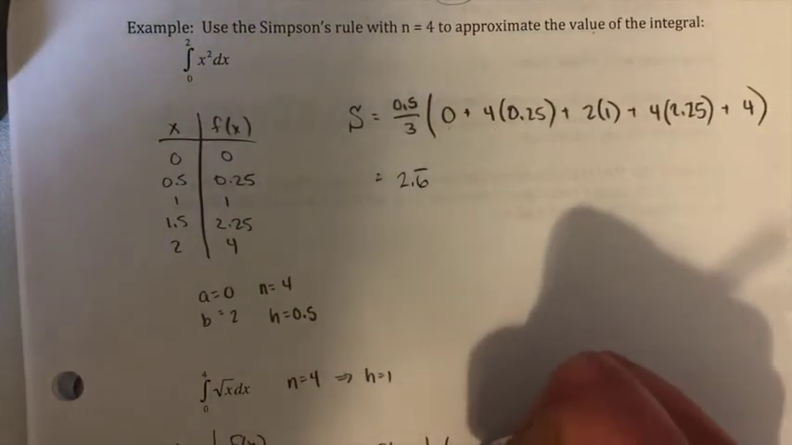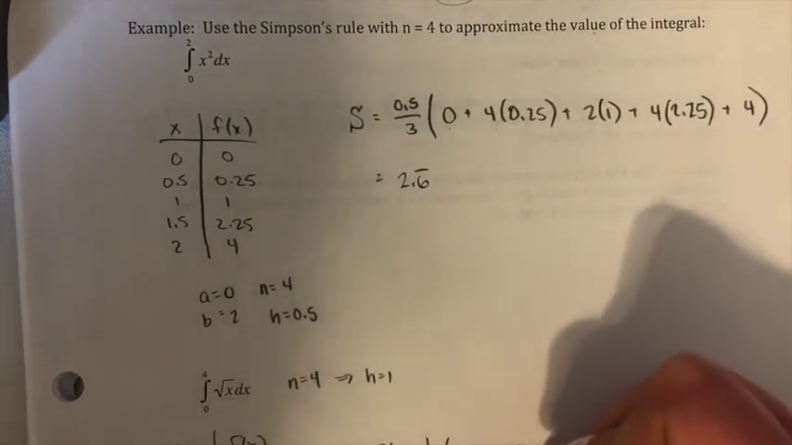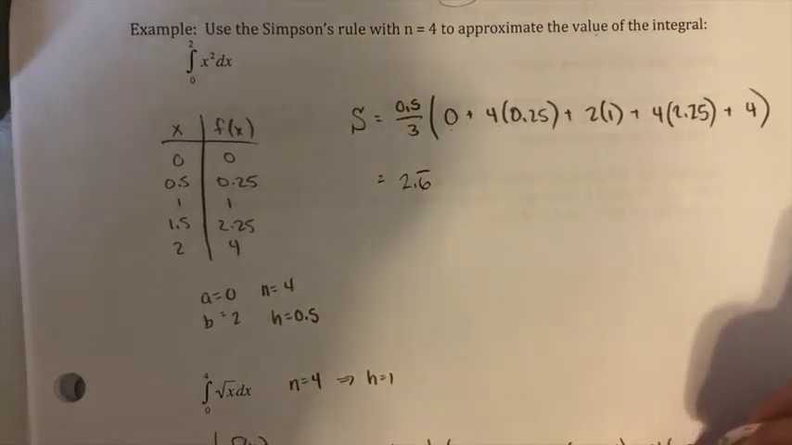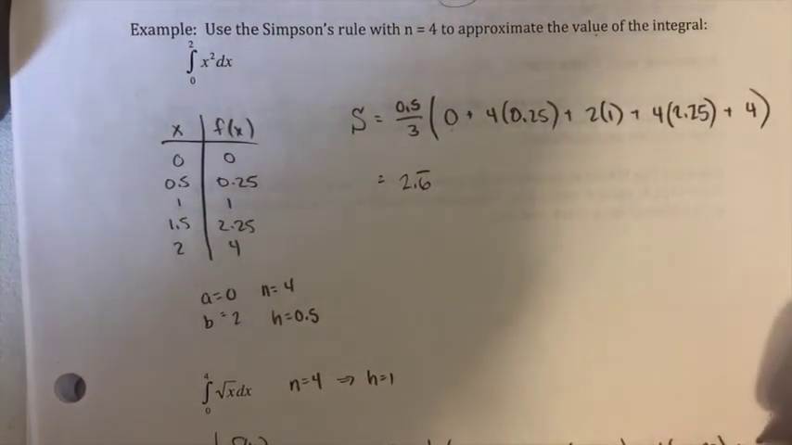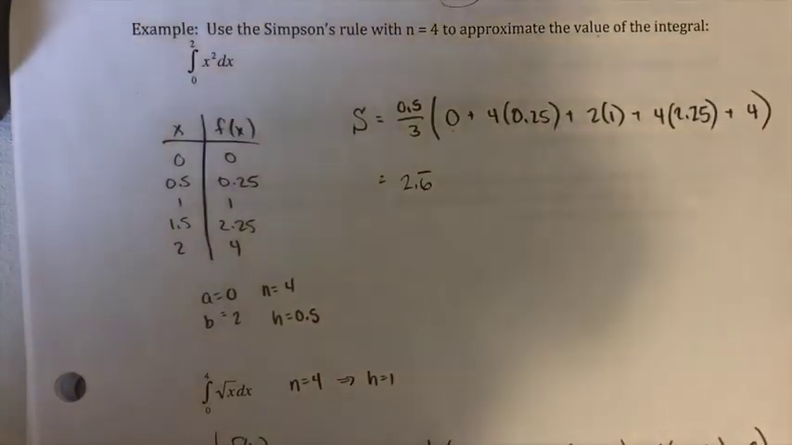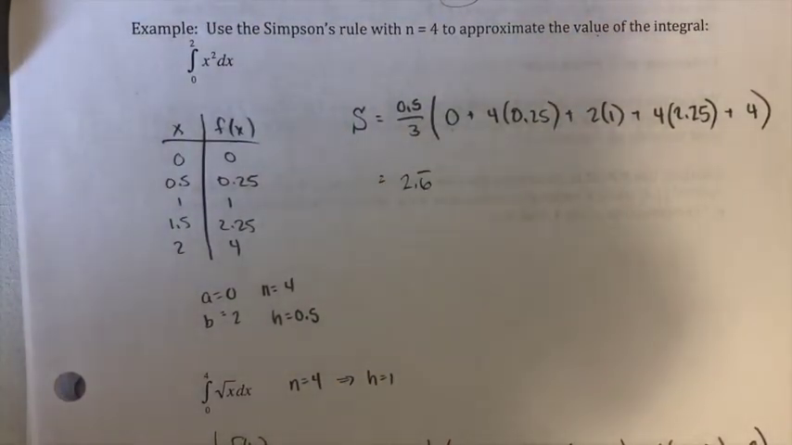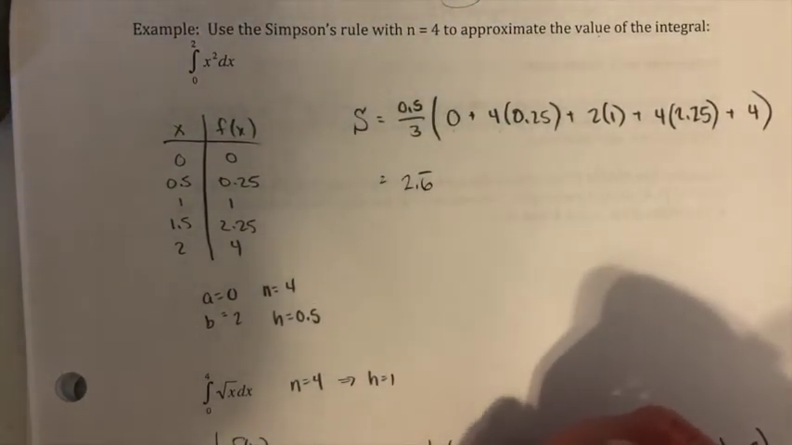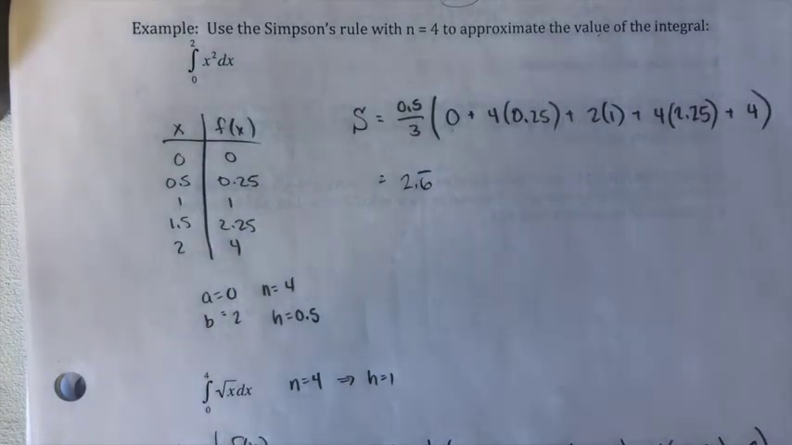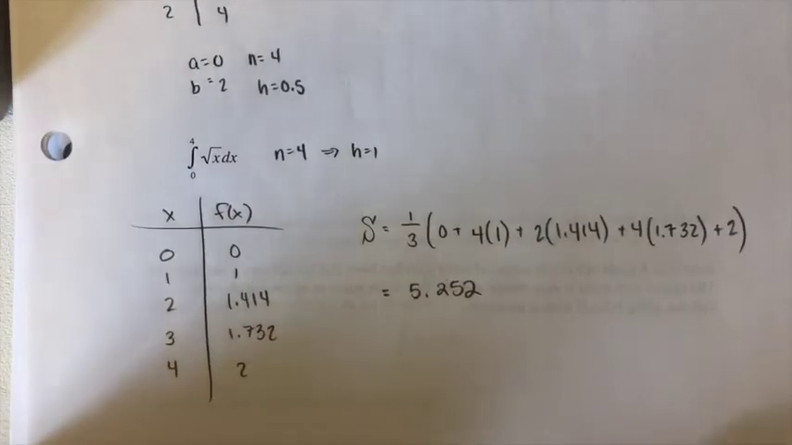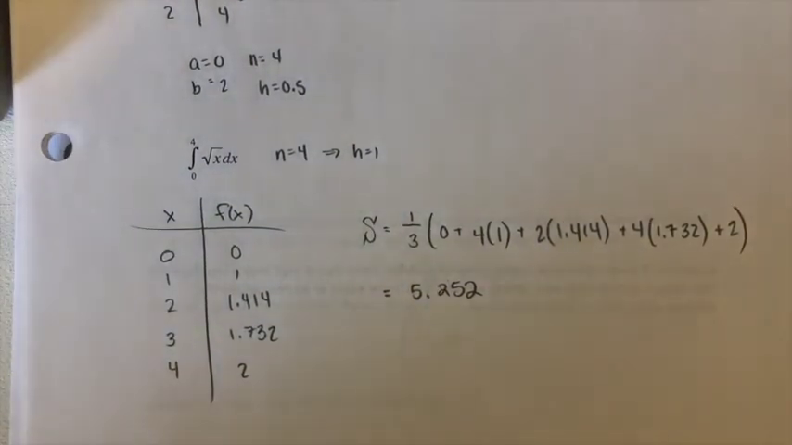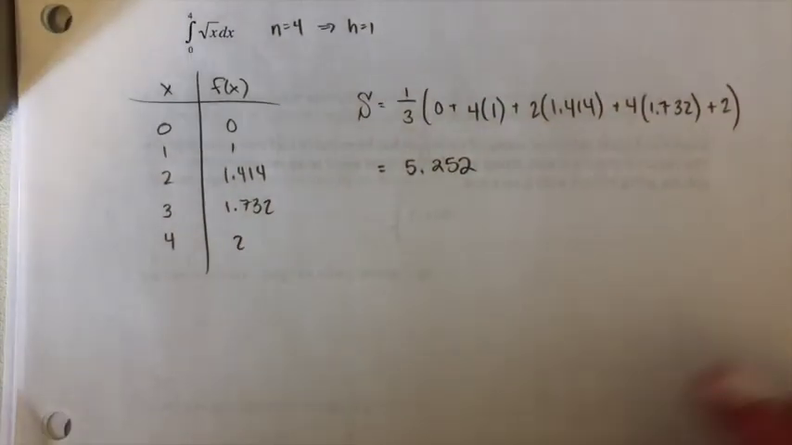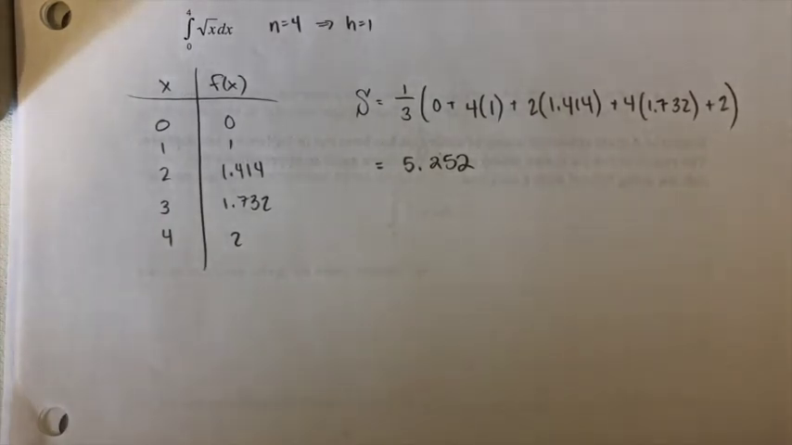So then we'd have 0 plus 4 times 1 plus 2 times 1.414 plus 4 times 1.732 plus 2. And when we do that, we get 5.3252, okay, which is really close to that actual area that you guys were looking at, so that's good. That is all of the content from chapter 6.